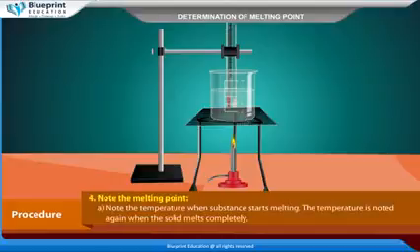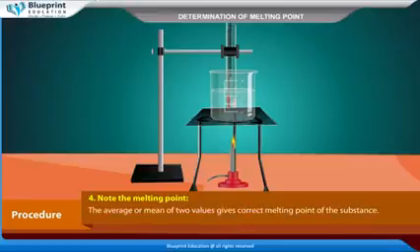A. Note the temperature when the substance starts melting. The temperature is noted again when the solid melts completely. The average or mean of the two values gives the correct melting point of the substance.